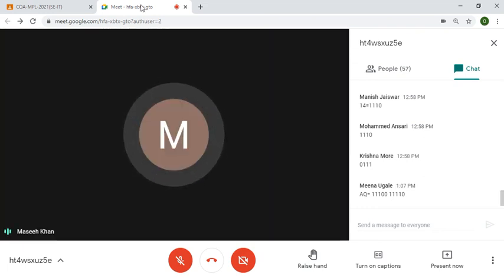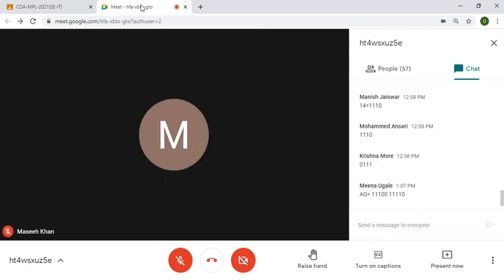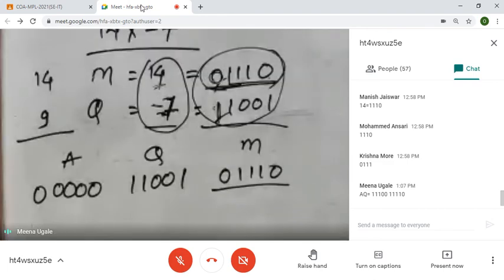Ma'am, while executing the third cycle, the value of Q is 0 and the value of Q minus 1 is also 0. No? So we only have to right shift the values. Yes, correct. When Q0 and Q minus 1 are the same bit, like 0 0 or 1 1, then you go for only right shift.